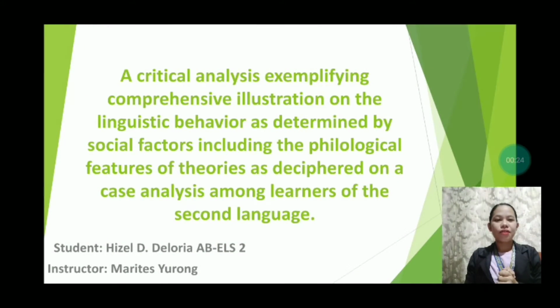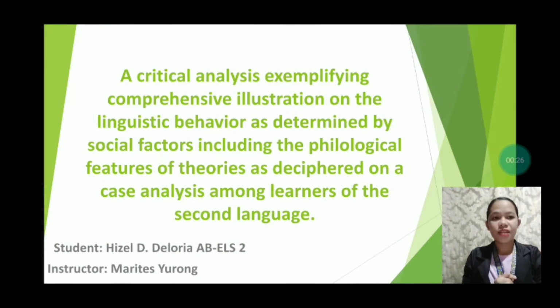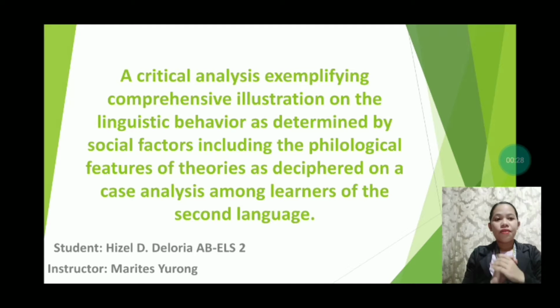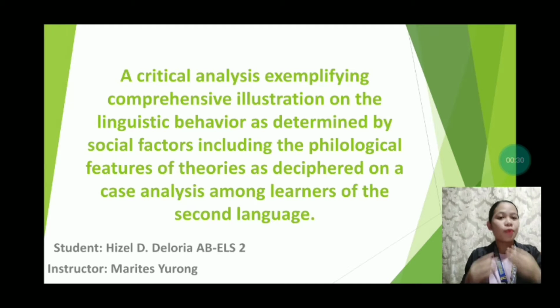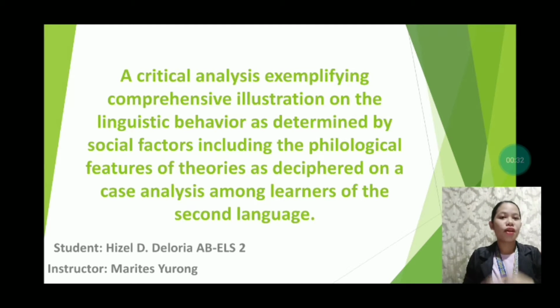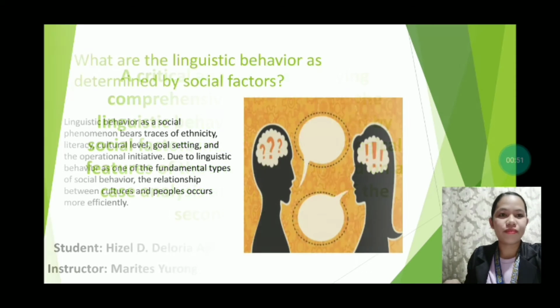So I'm back. As I have said earlier, this presentation talks about a critical analysis exemplifying comprehensive illustration on the linguistic behavior as determined by social factors, including the philological features of theories as deciphered on the case analysis among learners of the second language. Now let's go to the next slide.